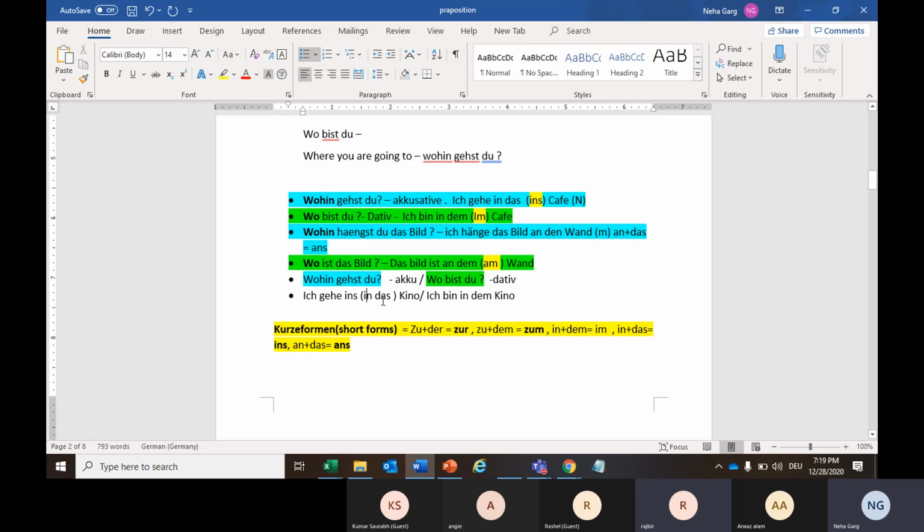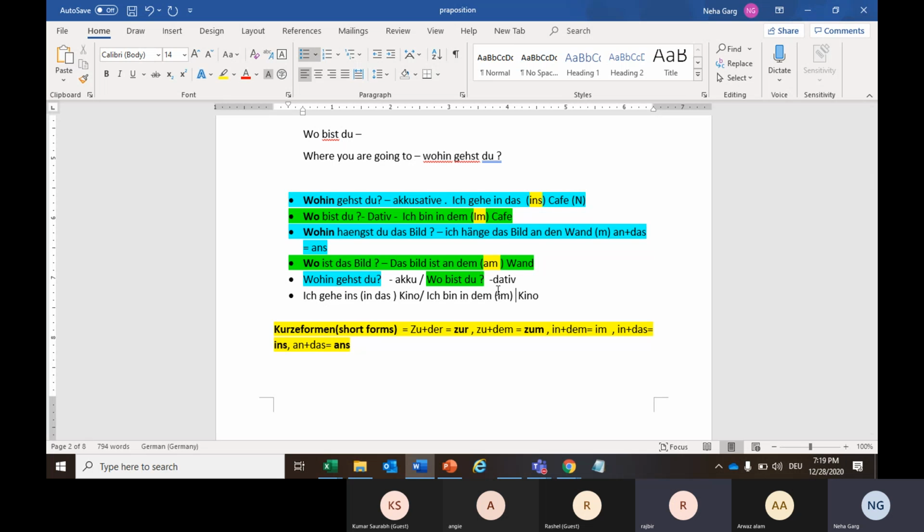Here we have to go with the last word of the article, like der, die, das. So the preposition plus the last word will give you the Kurzform, and that means short forms. So either you can write ins or in das, or you can write in dem or you can write im. One and the same thing.